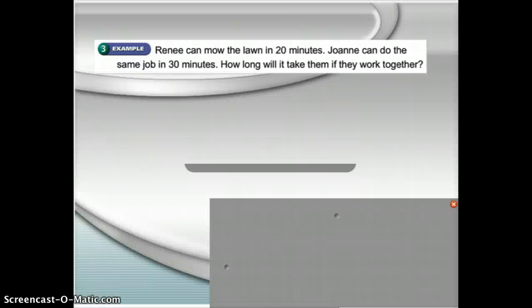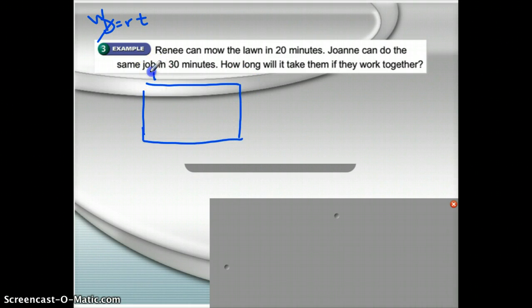All right, let's try a word problem. So Renee can mow the lawn in 20 minutes. Joanne can do the same job in 30 minutes. How long will it take them if they work together? Okay, so this is a distance, rate, time problem, but it's really a work rate time problem because we're not doing distance. I'll probably make a chart because we've gotten pretty used to that. I'm going to do rate times time equals work done.